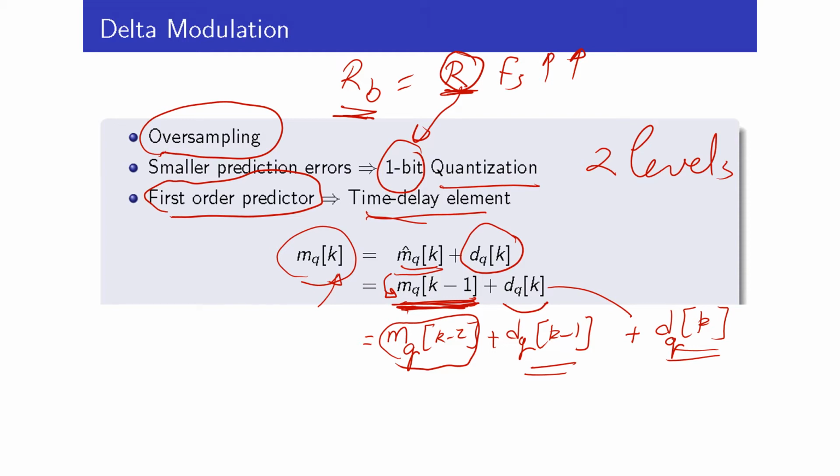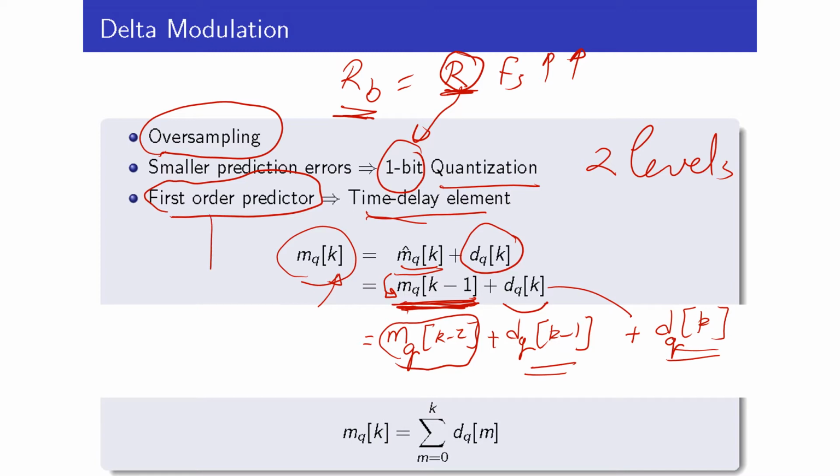So we can say that the first order predictor results in that our message is just the accumulation of the difference signals. So at time k, the message mq of k is just the accumulation of all the previous received quantized differences from time 0 up till the current time. That, of course, results in that the decoder for the delta modulation is very simple. It will be just an accumulator.